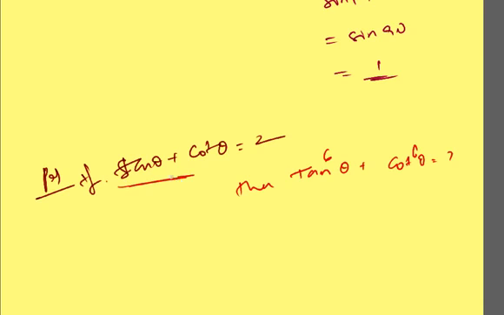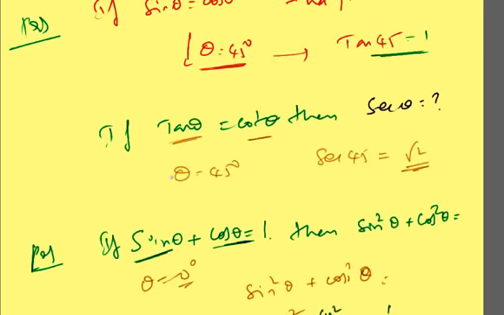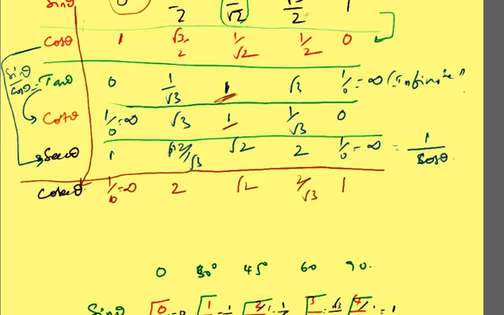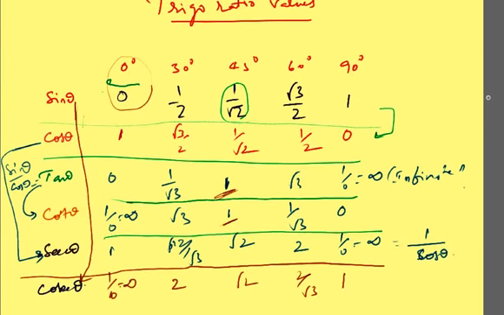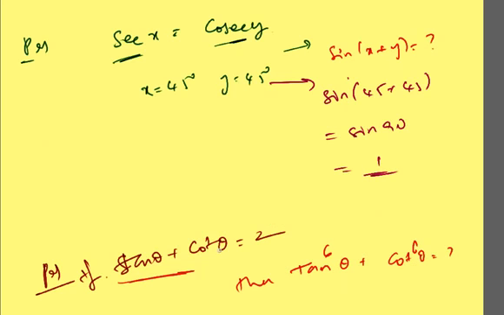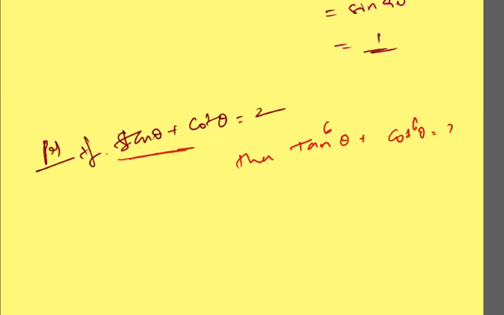Friends, go directly through the tan table and check it out. Tan theta plus cot theta: at 0 you add 0 plus infinity, you get infinity. 1 by root 3 plus root 3, you never get 2. 1 plus 1, you are getting 2. At what angle are you getting 1 plus 1, 2? At 45 degrees. So it's clearly saying that tan theta plus cot theta equal to 2 means theta is equal to 45 degrees.